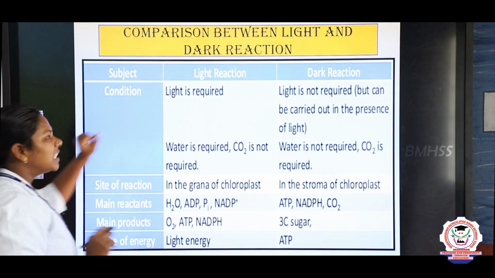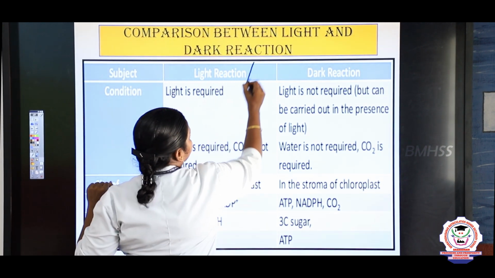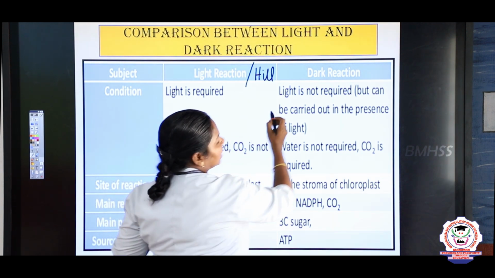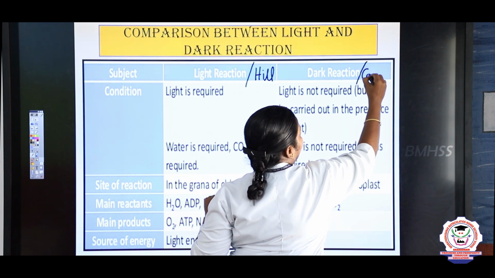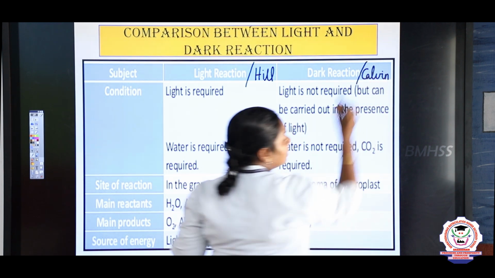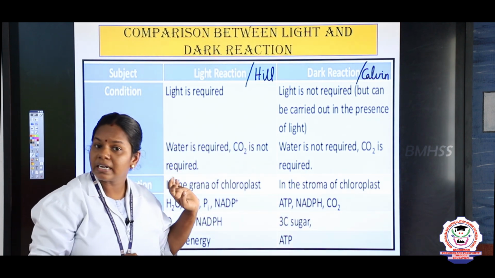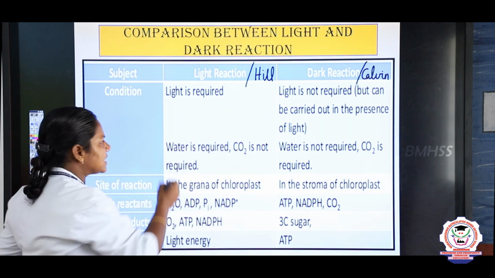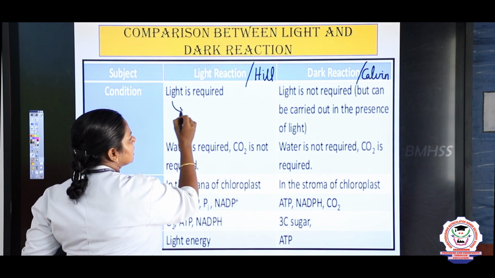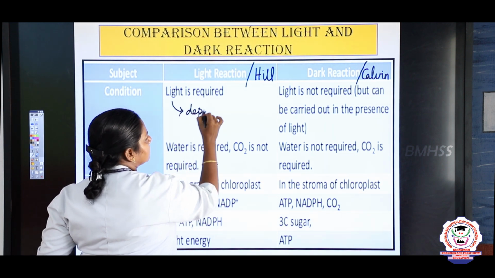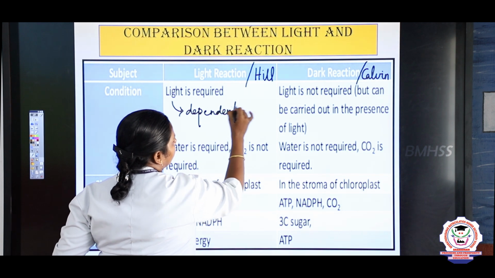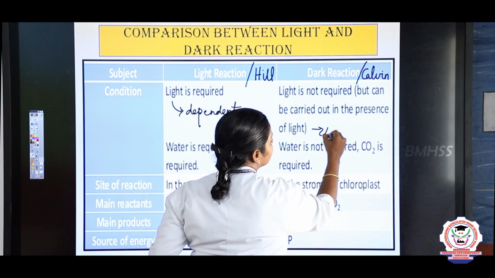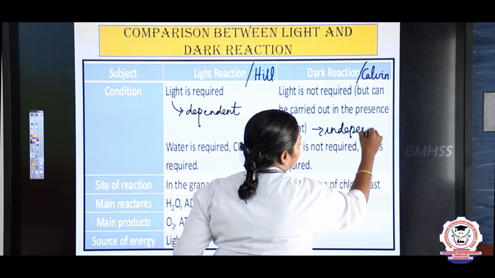And now the first one, what is the other name of the light reaction? Hill reaction. Since it was discovered by Robin Hill, it is called the Hill reaction. And what is the other name of the dark reaction? Calvin cycle. And the first condition is that light is required. In the dark reaction light is not required. So since light is required, it is said to be light dependent. And here light is not required. It takes place in the absence of light. So here it is said to be light independent.